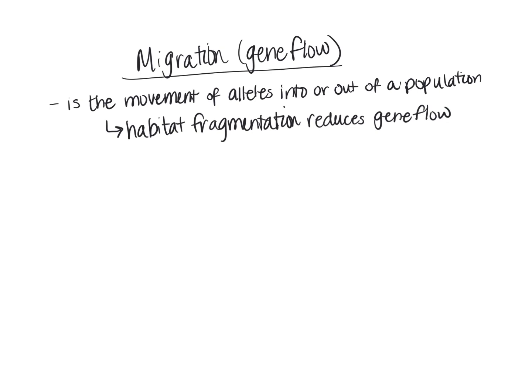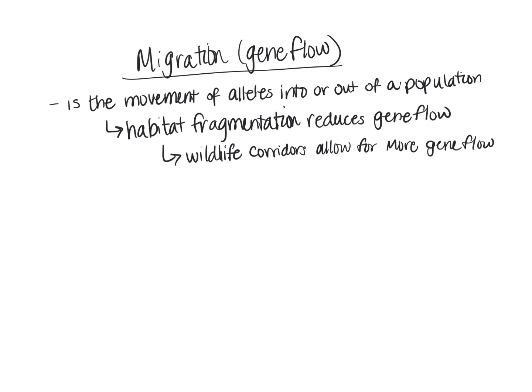Now, this habitat fragmentation creates smaller populations that are more susceptible to inbreeding and genetic disorders. And so there are ways that we can mitigate, or help reduce the reduction of gene flow. The most common way that this is done is through wildlife corridors.